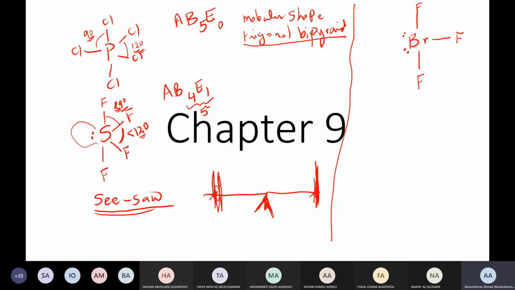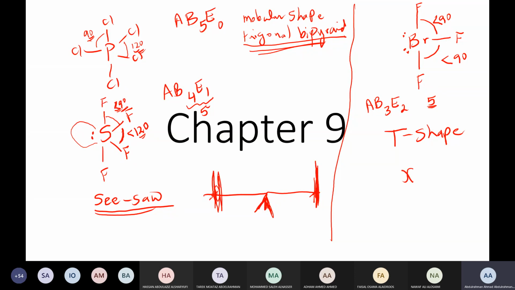What's the electron domain? AB3E2. What's the total? 5. What's the shape of the electron domain? Trigonal bipyramid. Yes, but what's the shape of the molecule? T-shape, exactly. What's the angle in here? 90, but it should be what? Less than 90. This is easy.